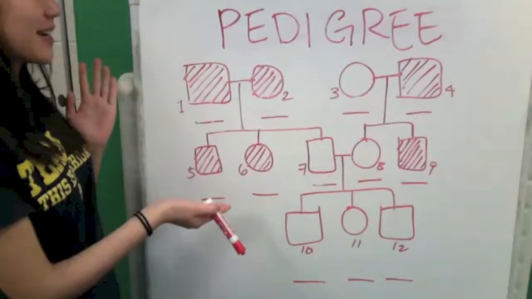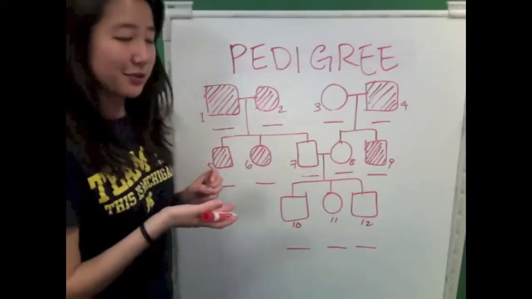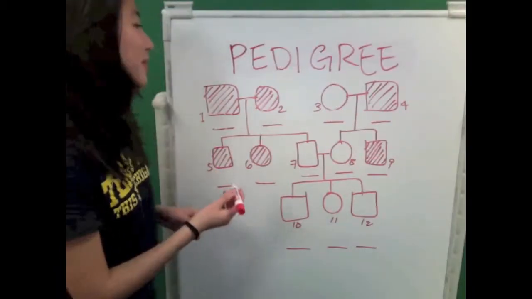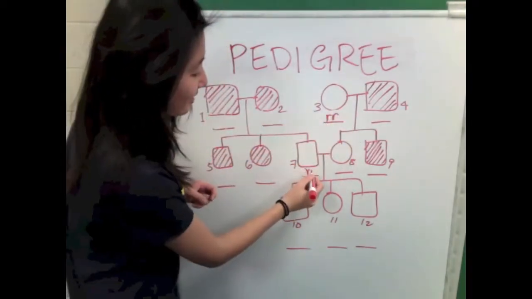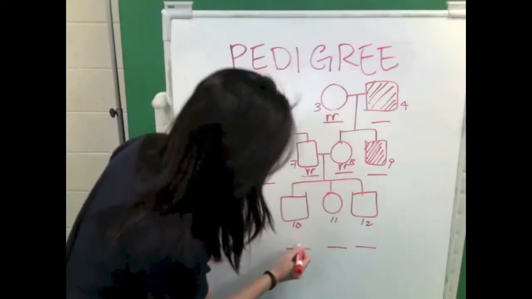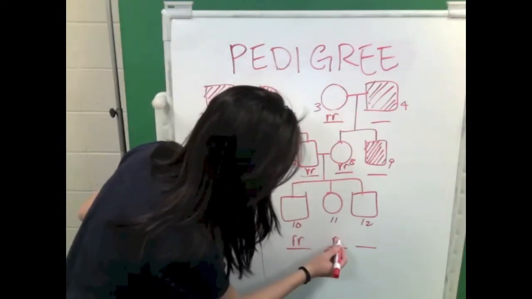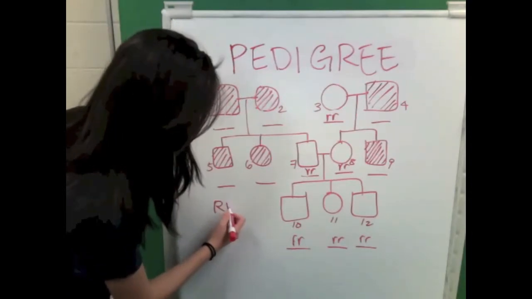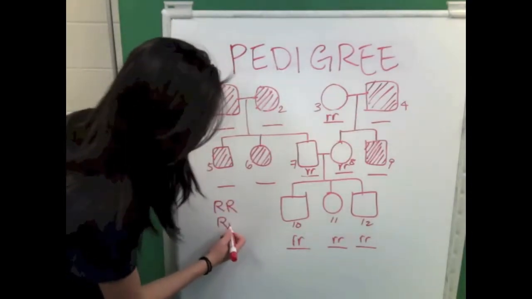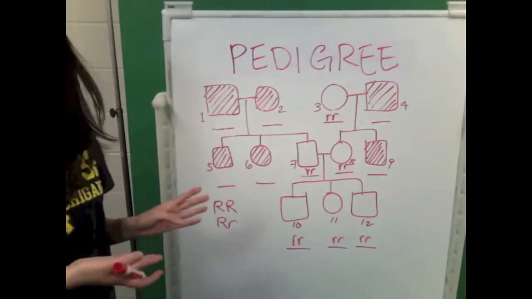Do you know what type of inheritance this represents? Is it autosomal recessive or autosomal dominant? Let's see. It turns out that this pedigree represents an autosomal recessive trait. Thus, we can fill in all the people affected by this allele as little r, little r. We also know that the genotype of all other individuals is either big R big R or big R little r.